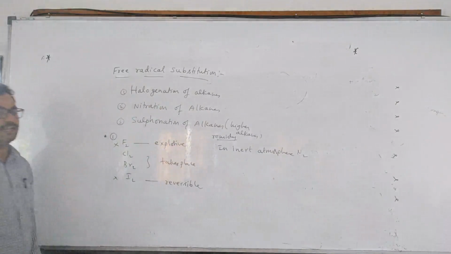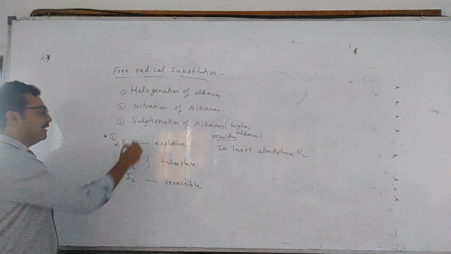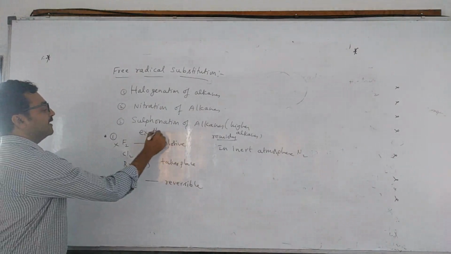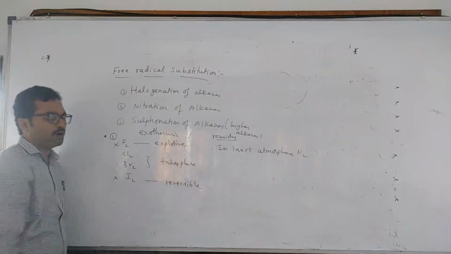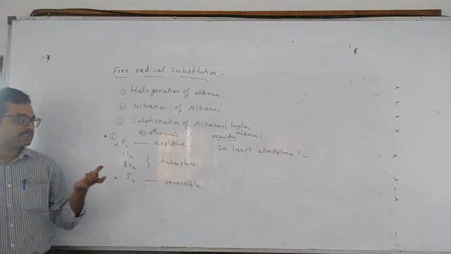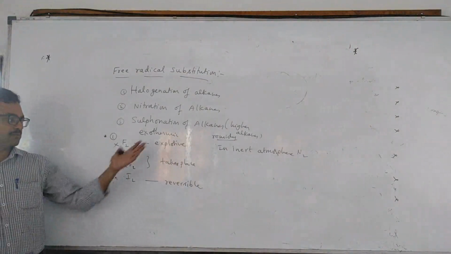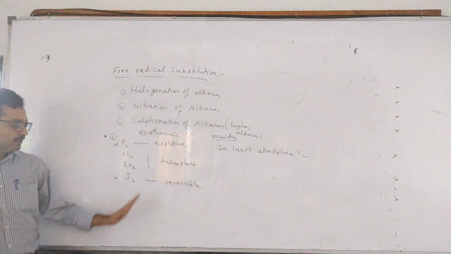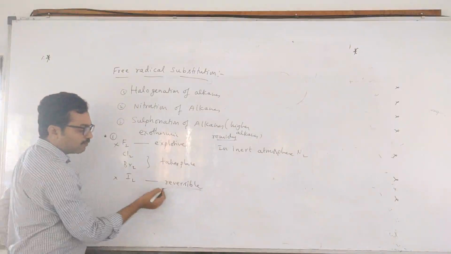This reaction is highly explosive and highly exothermic. That is why the energy released is like a bomb blasting. If you blast a bomb, how much energy will be released? That much will be released. So you can't do it. Now iodination is reversible. Then what is the remedy?